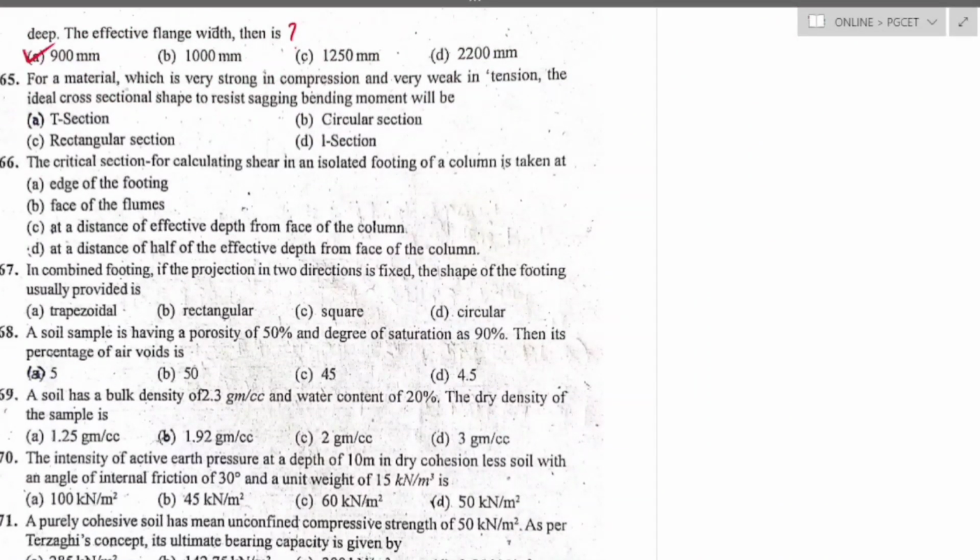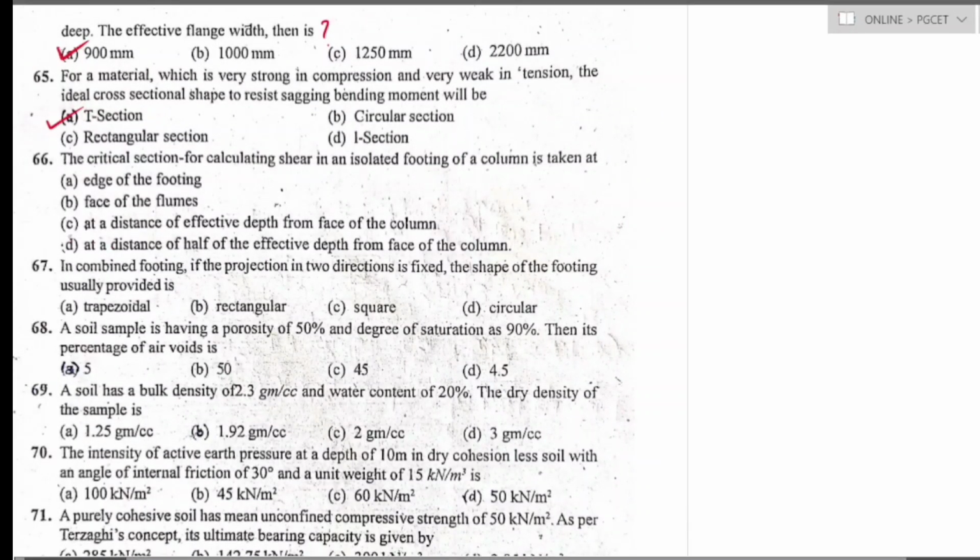Question number 65. For a material which is strong in compression and weak in tension, the ideal cross-section shape to resist the sagging bending moment will be T-section. Option A is the right answer. Question number 66. The critical section for calculating shear in an isolated footing of a column is taken at a distance of half of the effective depth from face of the column. Option D is the right answer.